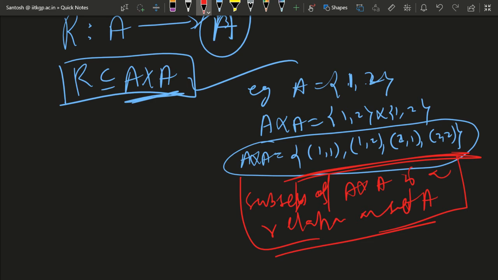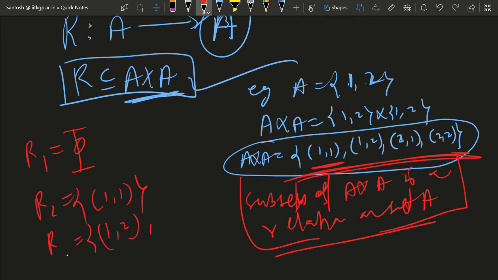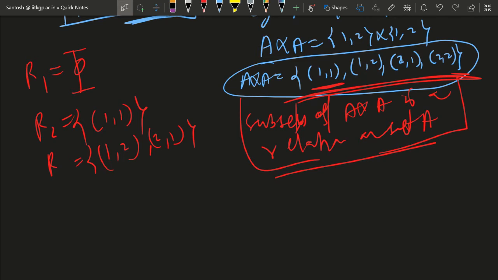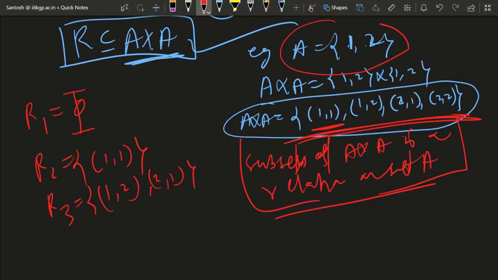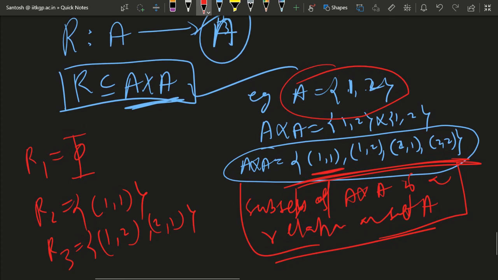For example, if I want to write any one relation, you can write the empty set. The empty set is a subset of every set, so the empty set is a subset of A cross A also. For R2 you may take any singleton element, so (1,1) is a singleton element. For R3 you may take a pair if you want, like (1,2) and (2,1) together. So R1 means the first relation, R2 the second relation, R3 the third relation. So how many total relations can I define on set A?